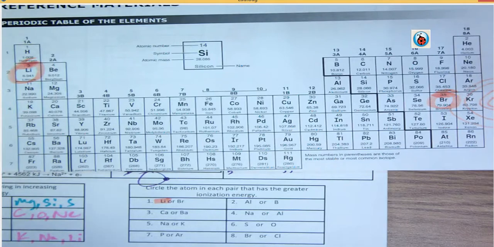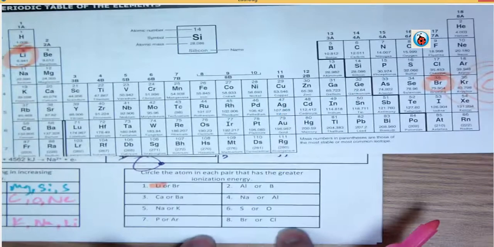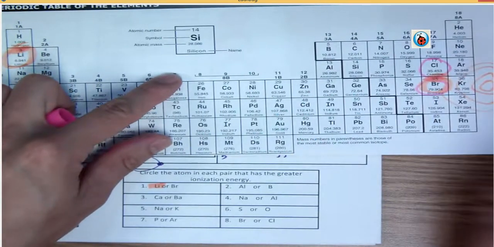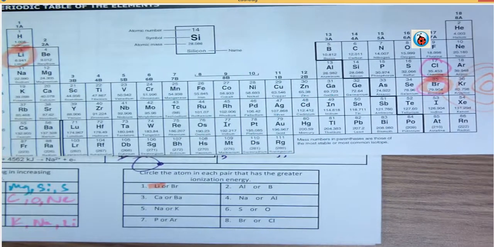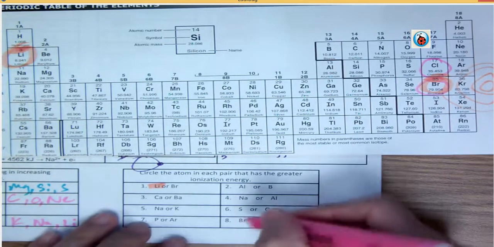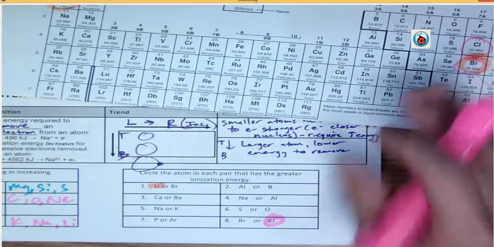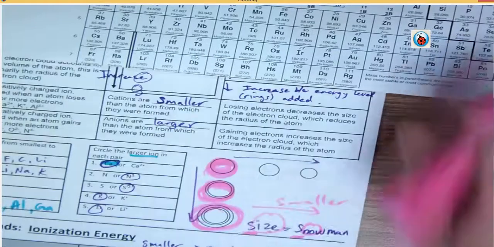Look at number 8. Br and Cl. Which one's bigger? Br. So which one's smaller? Cl. So the smaller one will have higher ionization energy. Okay? Pretty cool. Pretty easy. Do that. Complete this paper and move on to the back.